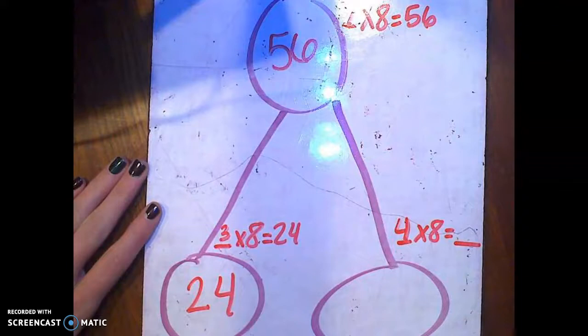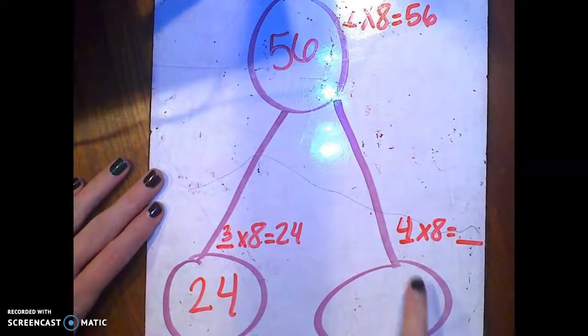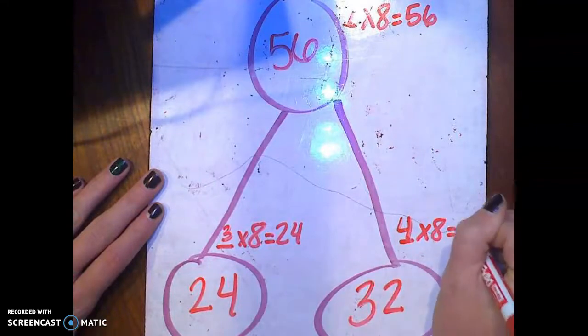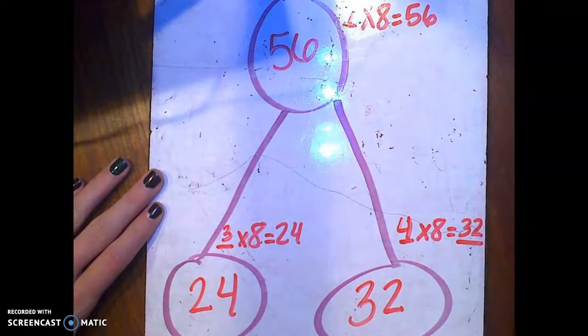Now, all I need to do is figure out what 4 times 8 is. And if you said 32, you are correct. Good job.